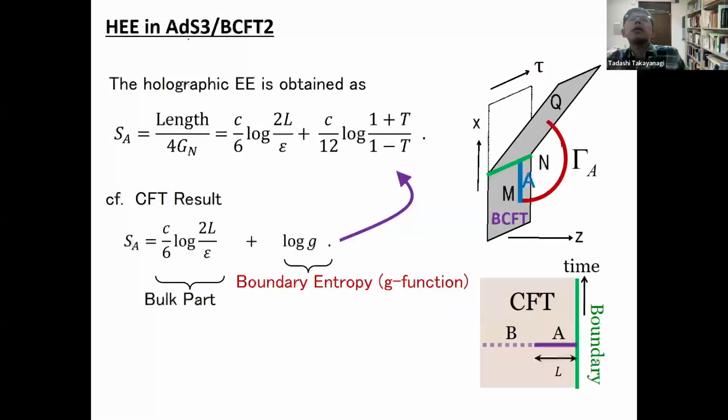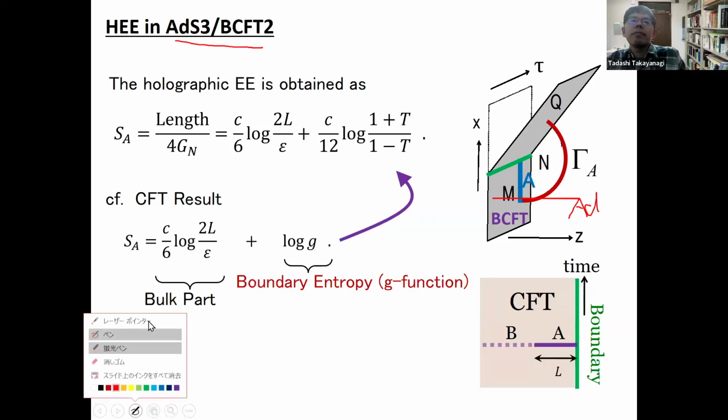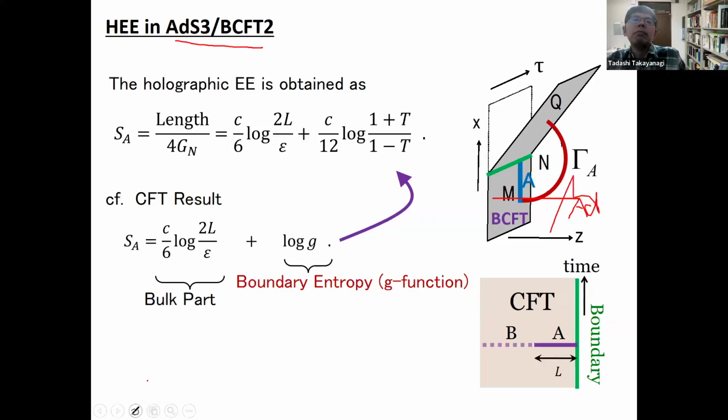So holographic entanglement in the simplest setup, AdS3 BCFT2. So AdS3 is here, and the BCFT lives here. And the end of the world brane is here. So let's take this time direction and this space direction, semi-infinite space. And subsystem A is like this band in time, and this is space, and region A is taken from this band, right? And its length is large L, capital L.